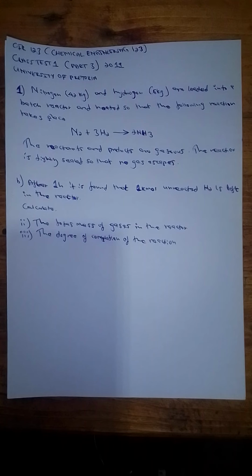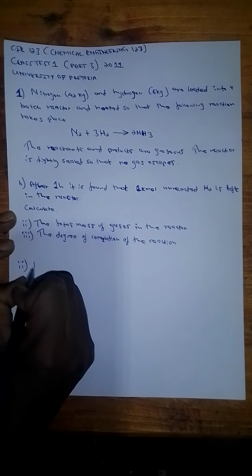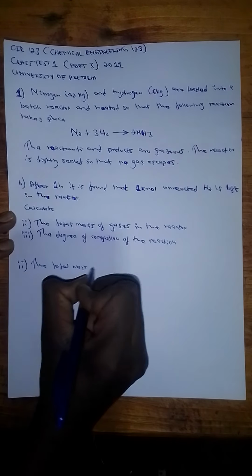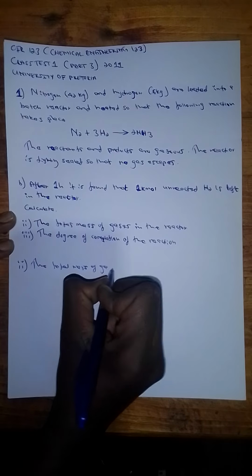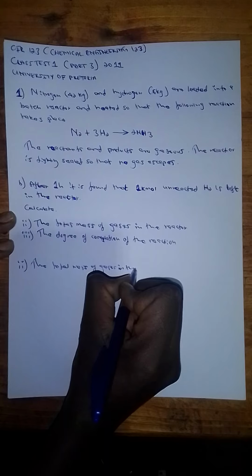Now we answered question A in the previous video. So now we're looking at the second and third part of question B. It says after 1 hour it is found that 1 kilomole of unreacted H2 is left in the reactor. Now calculate the total mass of gases in the reactor. Let me just write it down: the total mass of gases in the reactor.